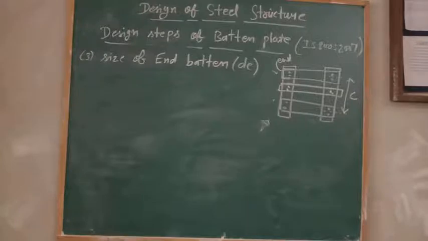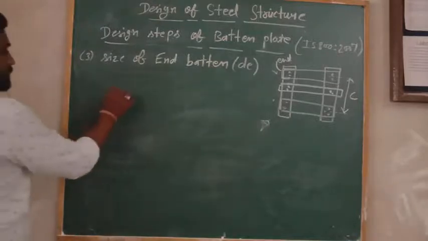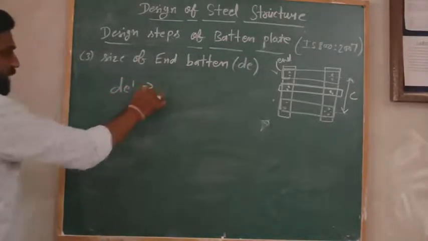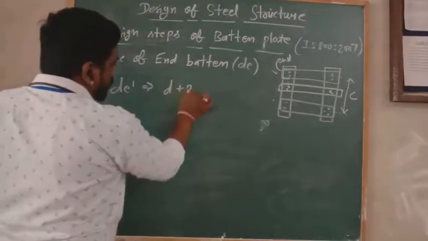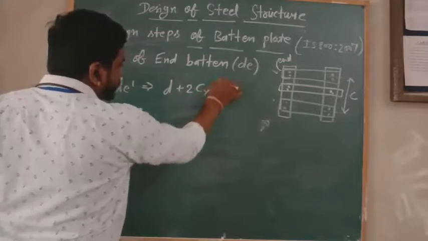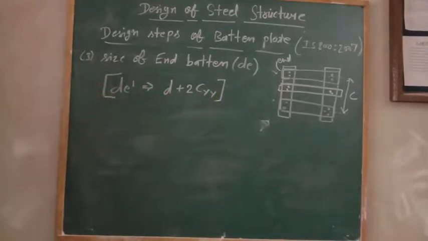Let's see the formula. First of all, we find the DE dash, and this is D plus twice CYY. This is the DE dash. What is DE dash? DE dash is the depth.